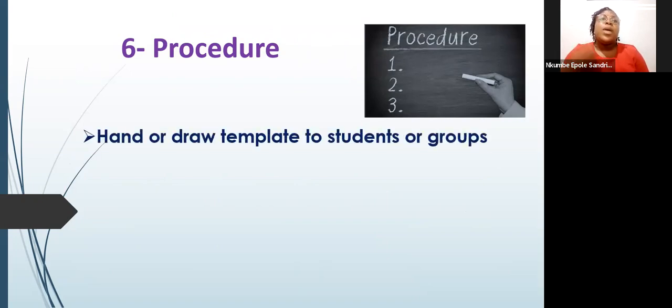What is the procedure in carrying out a storyboarding lesson? First, you hand or draw a template of a storyboard on the board for the students. If you're working with a classroom with very few learners, you can go an extra mile to print out templates and hand them to students. And if it's a large classroom or if you're working in groups, then you draw a template on the board.